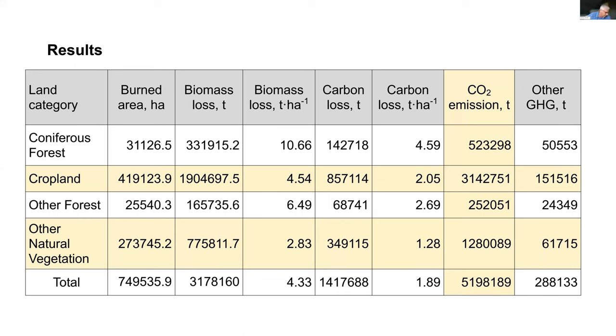We have a paper on that with the University of Maryland. So in 2022, we have 419,000 hectares of cropland burned and 31,000 of conifer forest, 25,000 hectares of other forest, and other grasslands is 273,000 hectares. So the main contribution was from cropland and other vegetation from the point of view of area, but in terms of biomass loss, of course, forest is very important.